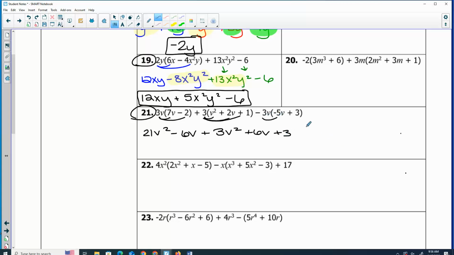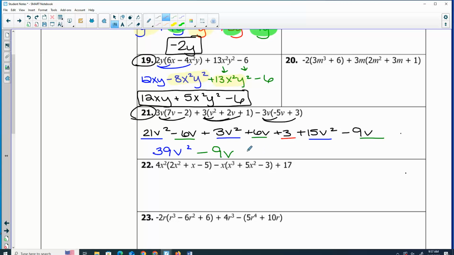The last one we have to distribute the negative 3. So negative 3 times negative 5 is positive 15v squared. Negative 3v times 3 is negative 9v. So like terms, 21v squared plus 3v squared plus 15v squared gives us 39v squared. Negative 6v, positive 6v, and negative 9v. So negative 6 plus 6 minus 9 is negative 9v.